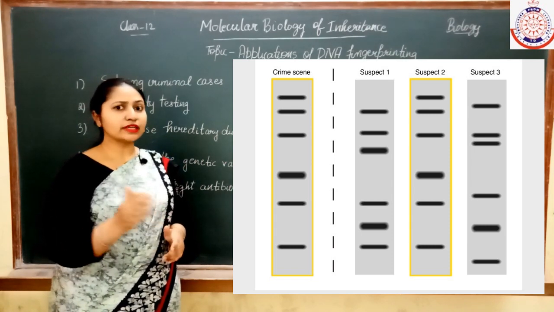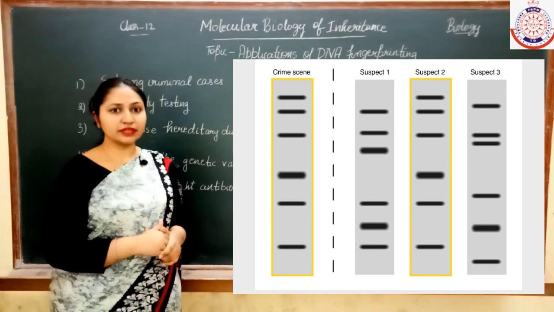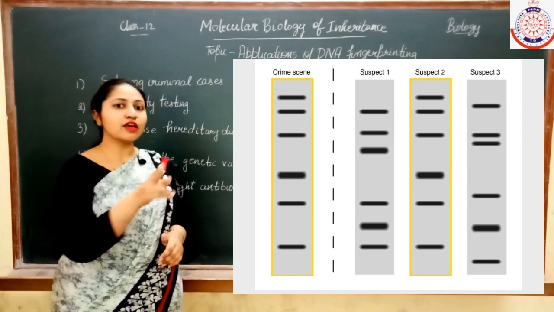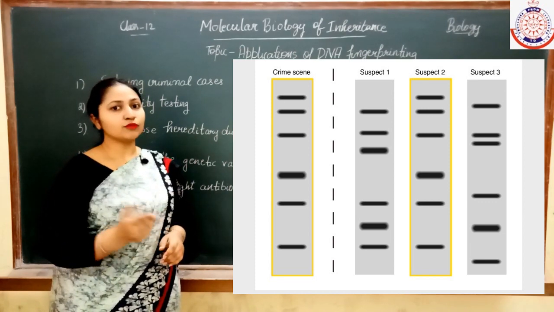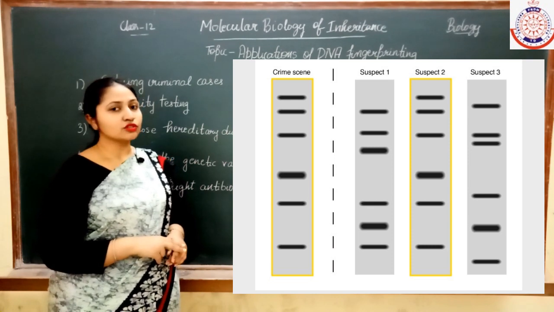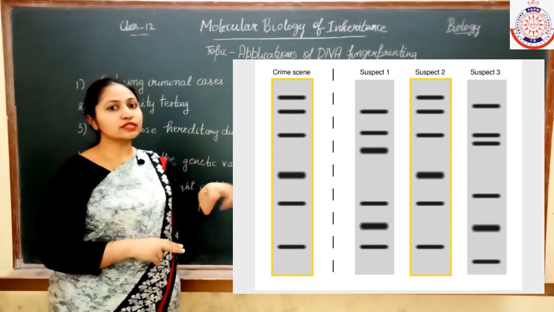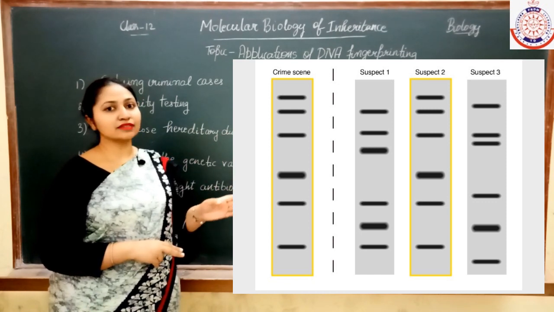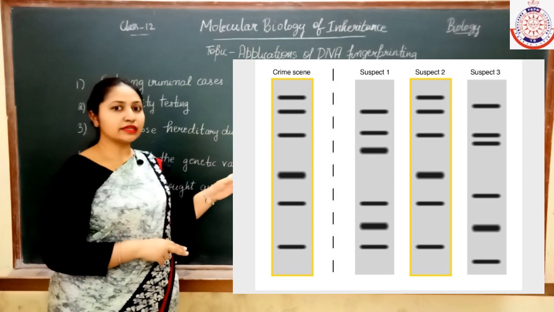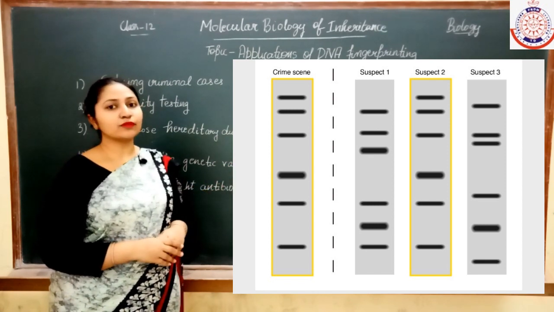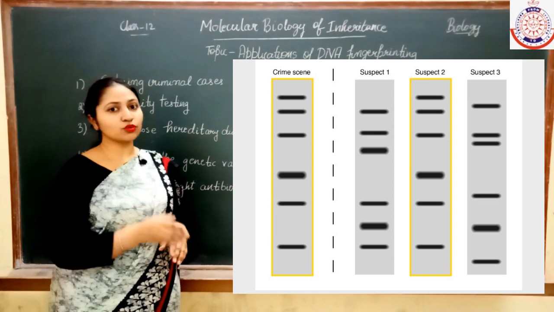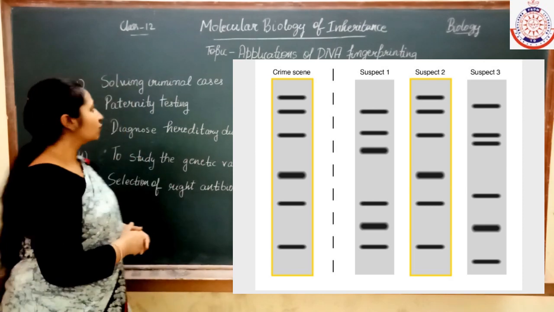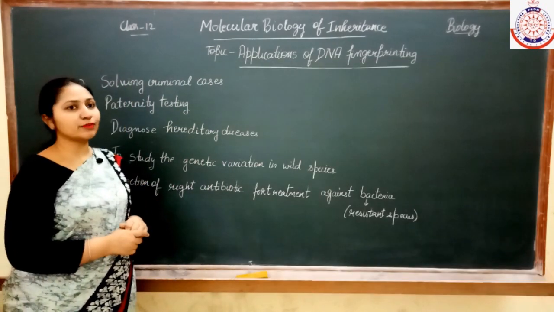So we will take out the DNA fingerprints of those three individuals, and then we will match them with the blood sample we have collected from the crime site. If the DNA bands of any of the suspects match with the DNA fingerprint of the sample we collected, then it shows that the particular suspect is the criminal. In this manner we will solve criminal cases.